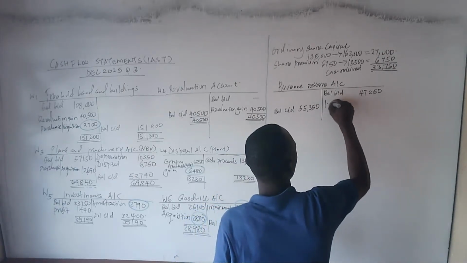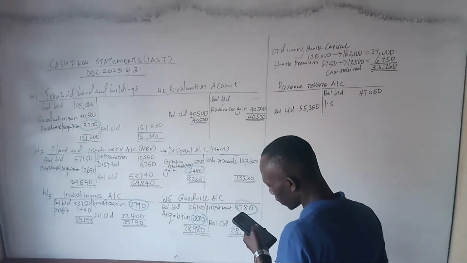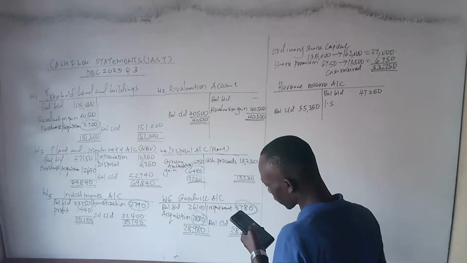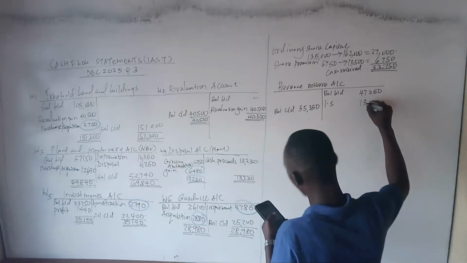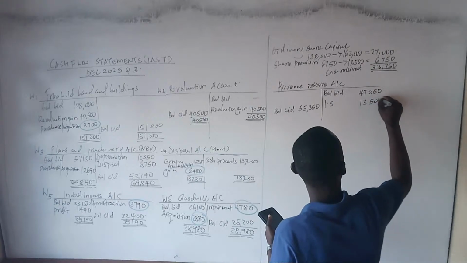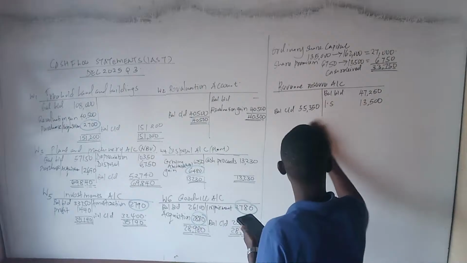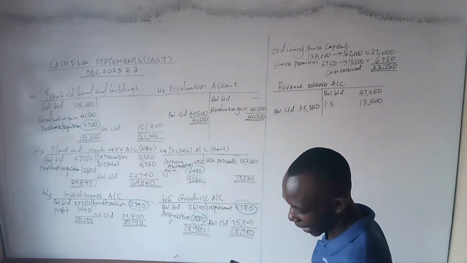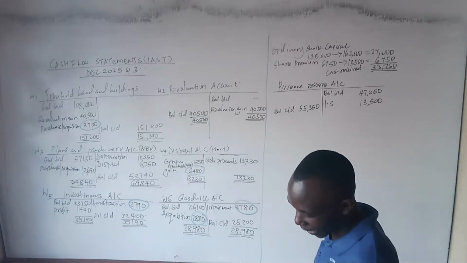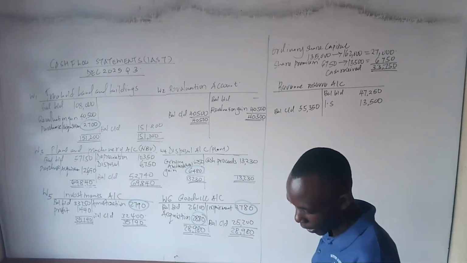Then we have the income statement. If we go to the income statement, we can see the profit after tax was 13,500. Then from there, because we have more information, if you go to current liability, we are given the proposed dividend.